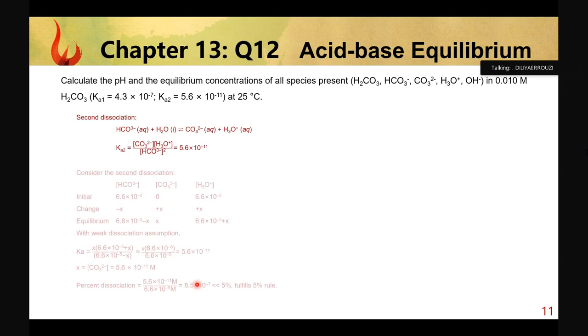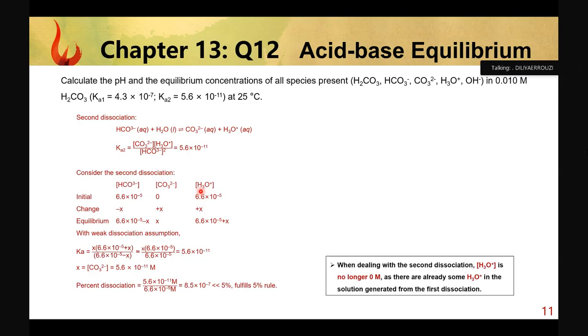So we list the initial concentration as 6.6 plus 10 to 15. And the change will be assumed as lose one of this, produce one of this and one of this. The equilibrium concentration is this. So with a weak dissociation assumption, we still can bring all the numbers into this equation. So we can get this equation right there.